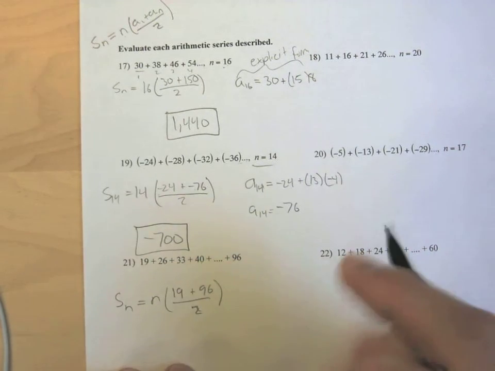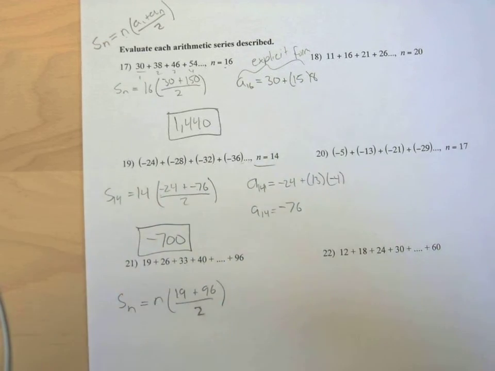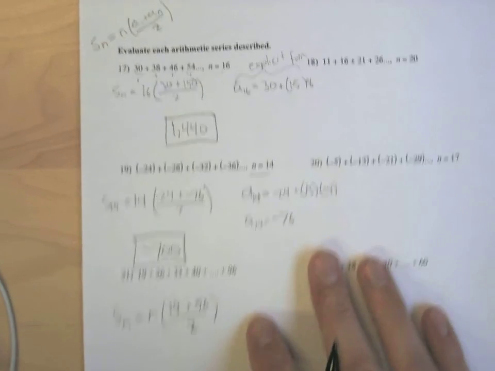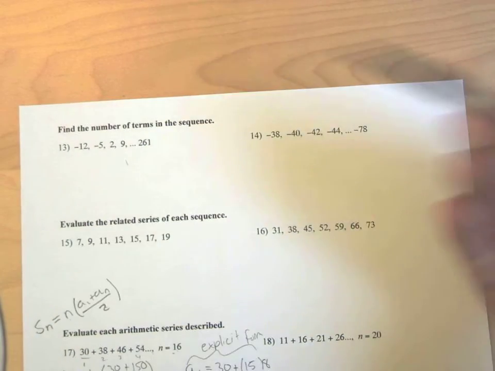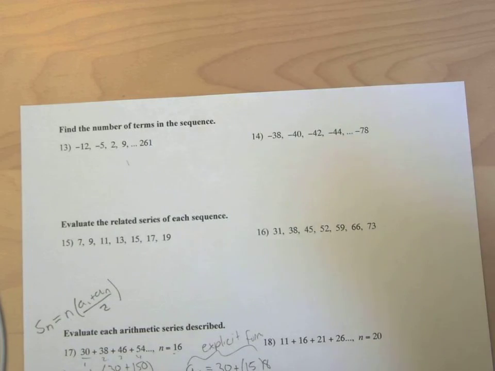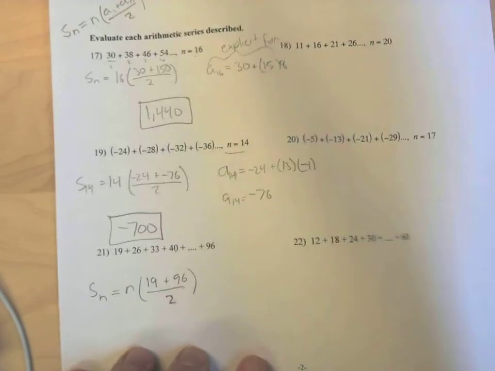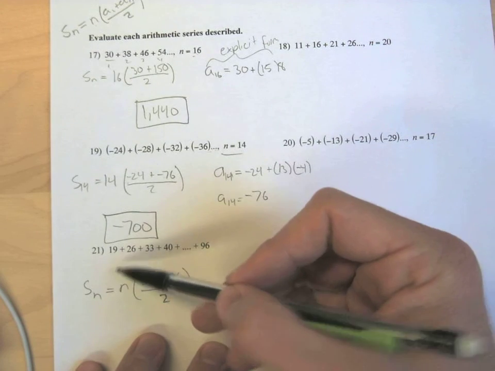Awesome. So in this case, the only thing that I need is n. I just need to know how many terms are in the sequence, right? So we got to remember, well, how do we do that? 13 and 14 are examples of how you find the number of terms in a sequence. Once you have the number of terms in the sequence, or in the series in this case, which is the same thing, then we can figure out what the sum is.